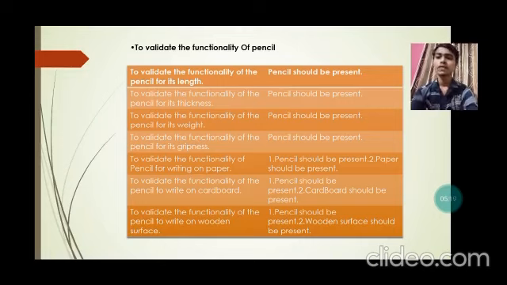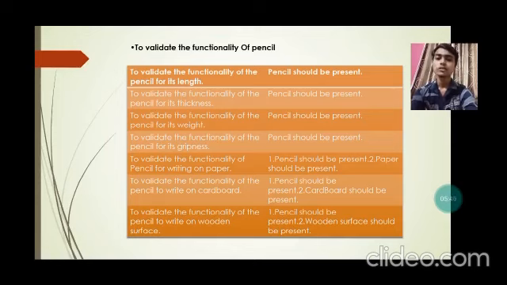To validate the functionality of the pencil for its weight, pencil should be present. To validate the functionality of the pencil for its grip, pencil should be present. To validate the functionality of the pencil writing on paper, pencil should be present. Paper should be present. To validate the functionality of the pencil to write on cardboard, pencil should be present. Cardboard should be present. To validate the functionality of the pencil to write on a wooden surface, pencil should be present.